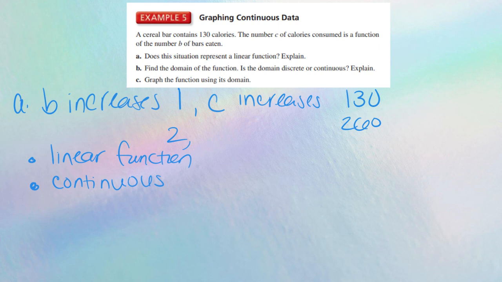Can you eat half of a bar? Can we eat 1/4 of the bar? If I eat half of the bar, how many calories am I eating? What is it? 65, right? So I'm eating 65 calories. So in the bar, you're able to eat half of it. You're able to eat 3/4.